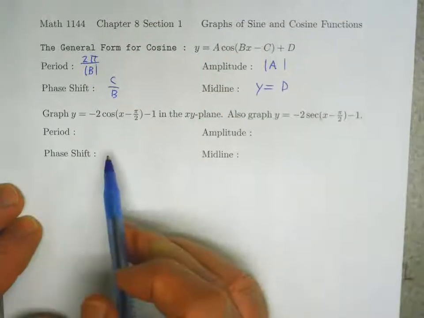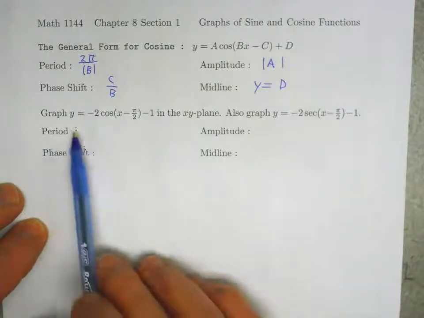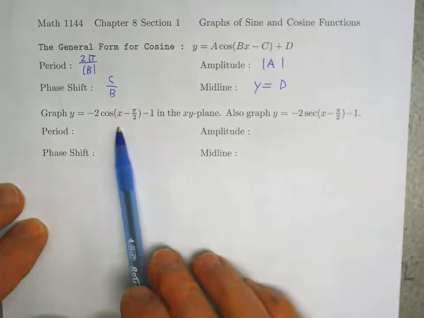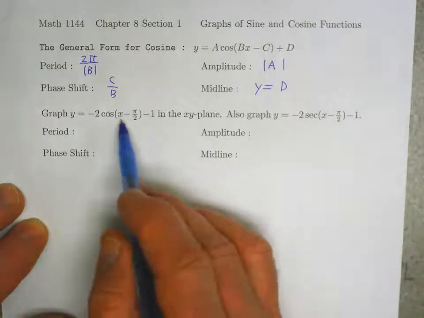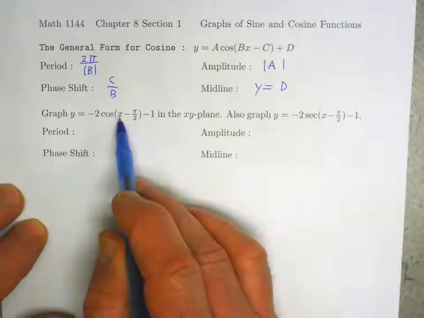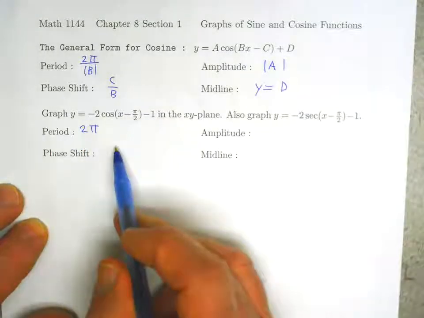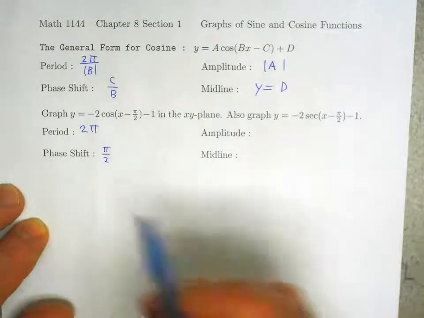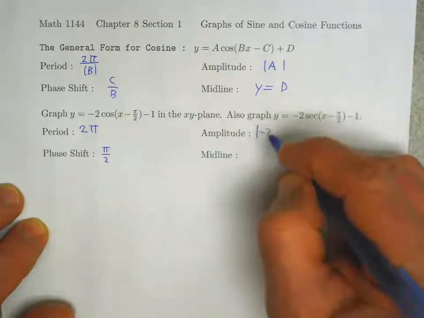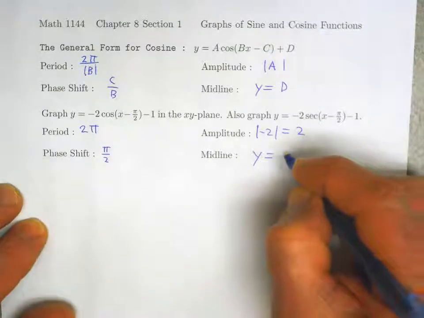So let's see what we can get done. We have a little bit more than 3 minutes left to graph y equals negative 2 times cosine of x minus pi over 2, minus 1. So the period is 2 pi because the coefficient of x is 1. The phase shift is pi over 2 to the right. The amplitude is the absolute value of negative 2, or 2. And the midline is y equals negative 1.